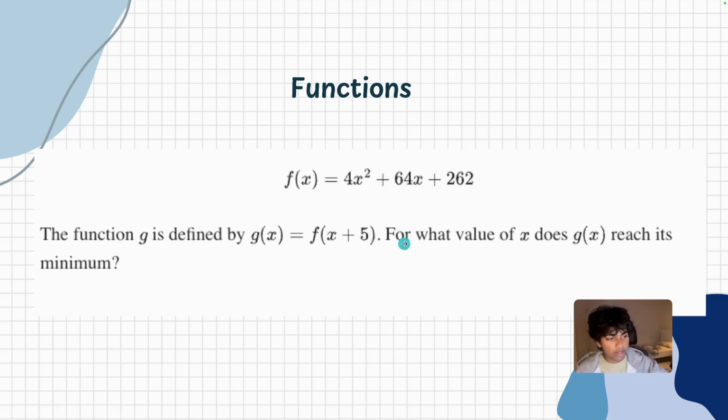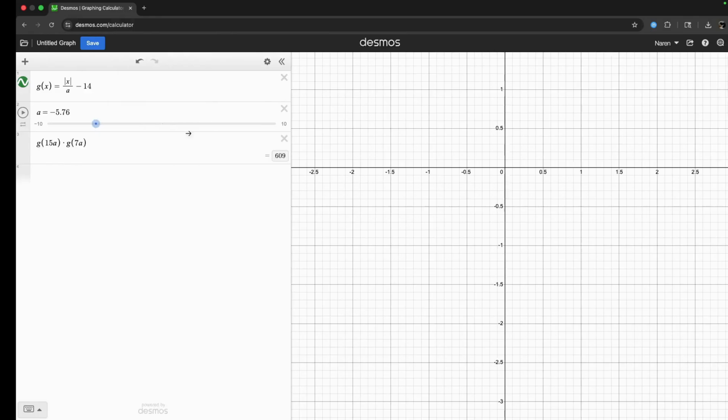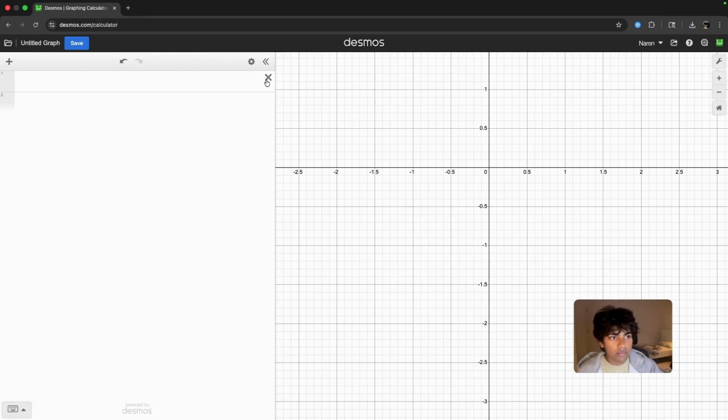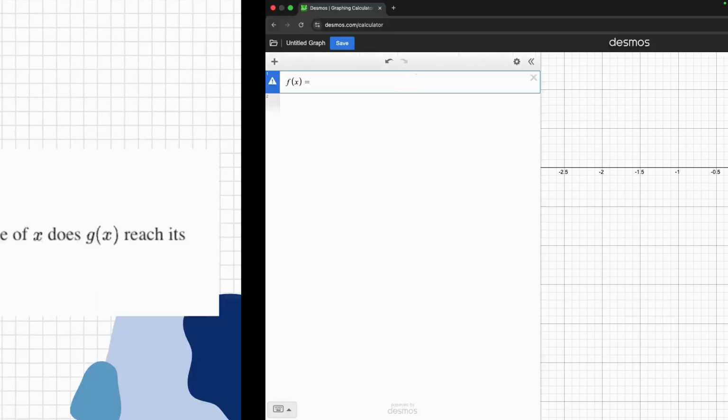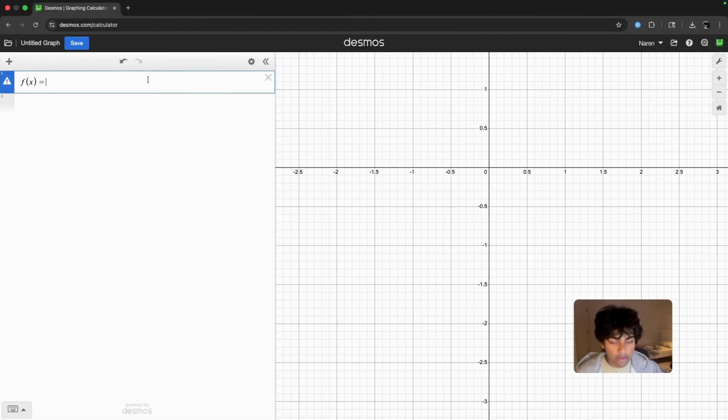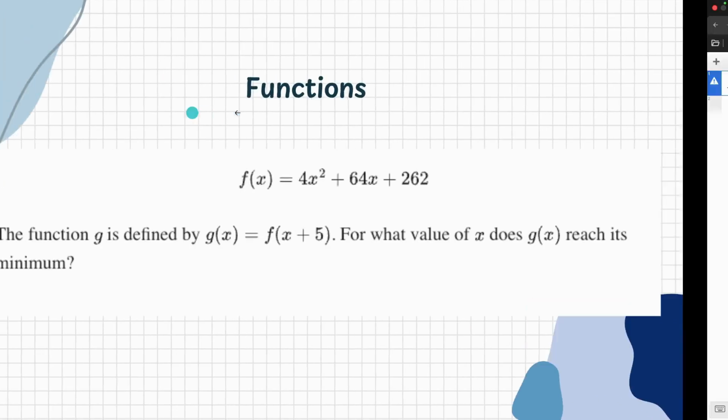So again, it's a plus 5. You can know it's a shift left 5 and just find the minimum, but it's so much easier to do it on Desmos. So first, out of this equation, f of x equals 4x squared plus 64x plus 262. Oh my god, I already forgot it. 4x squared plus 64x plus 262.